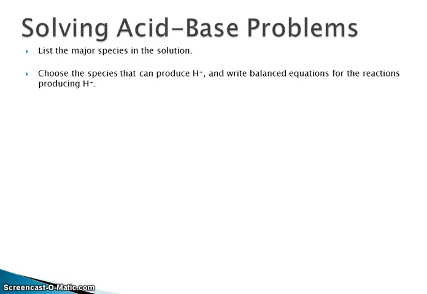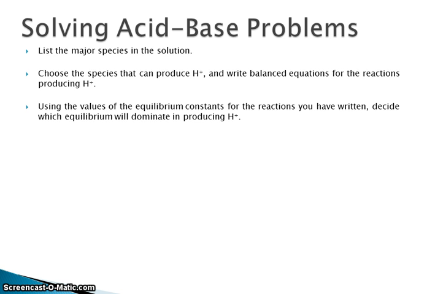Then we should look at the substances that are present and choose the species that can produce hydrogen ions or protons and write the balanced equations for the reactions that produce those hydrogen ions. Then we're going to use the values for the equilibrium constants for the reactions that we've written, and we're going to decide which equilibrium will be the dominant producer of hydrogen ions. And that's where we're going to start.